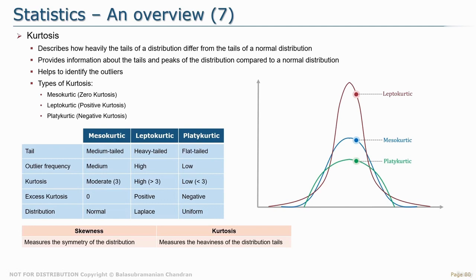Then what's the difference between skewness and kurtosis? Skewness is the measure of the symmetry of the distribution, whereas the kurtosis is the measure of the heaviness of the distribution tails. If you look at the diagram, all 3 curves have symmetrical distribution that is measured by the skewness. Their tails and peaks of distribution are different that are measured by kurtosis.